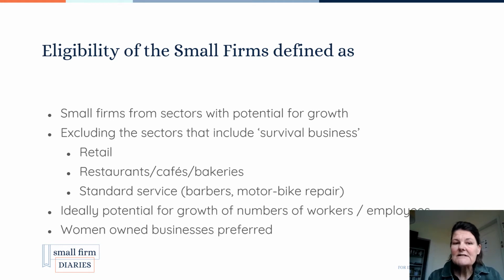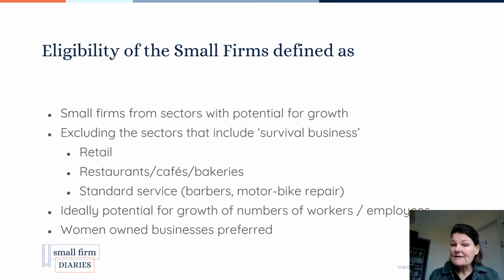One of the things that the New York University team has done is to actually identify sectors that they consider survival sectors, survival businesses. These are retail, restaurants, cafes, bakeries, bars, and also very common types of services like barbers, hairdressers, motorbike repair. So all those survival businesses are not going to be part of this project. They are excluded.